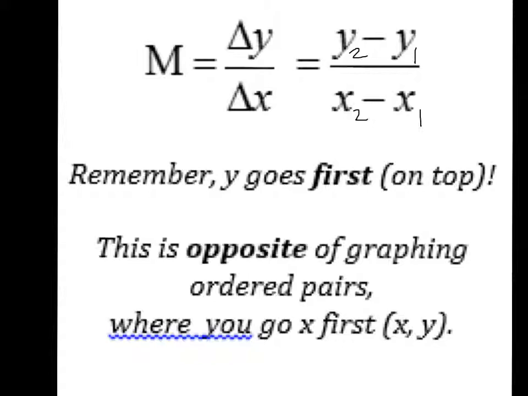Remember, the y goes first. It has to be on top. It's our rise over our run, or our change in y values over our change in x values. This is the opposite of when you graph ordered pairs, where you do your x's first. So we're doing our y's first. That represents our slope, how much we rise and how much we run.